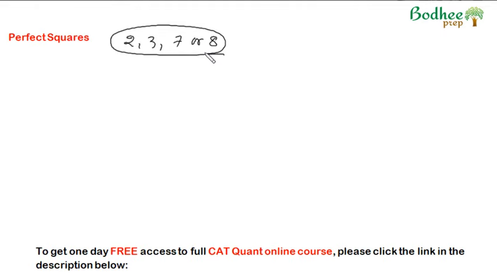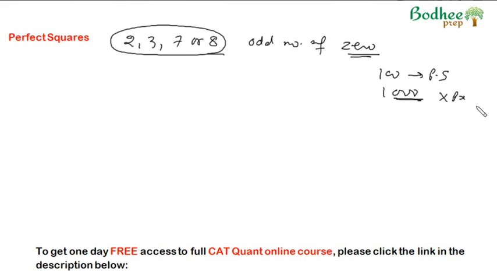ठीक है, अभी मैं आप लोगों को सिर्फ बता रहा हूँ कि क्या प्रॉपर्टीज है. तो वो प्रॉपर्टी यू हैव टू रिमेंबर दैट 2, 3, 7 और 8 से कोई भी परफेक्ट स्क्वायर एंड नहीं होता है. This is the first property, right? And obviously an odd number of zeros also will not end it. For example, 100 is a perfect square, but 1000 ending with 3 zeros will not be a perfect square, right?